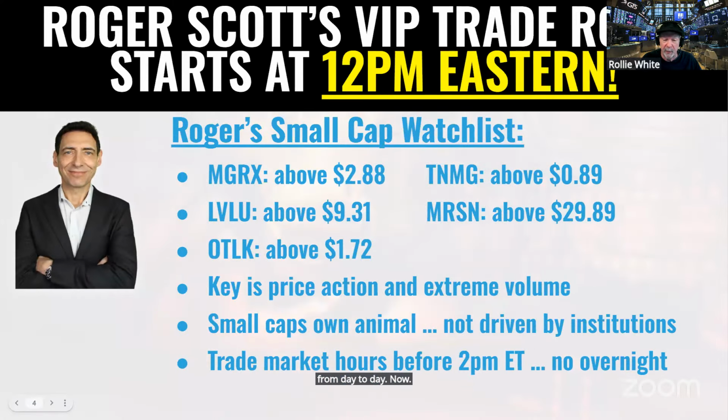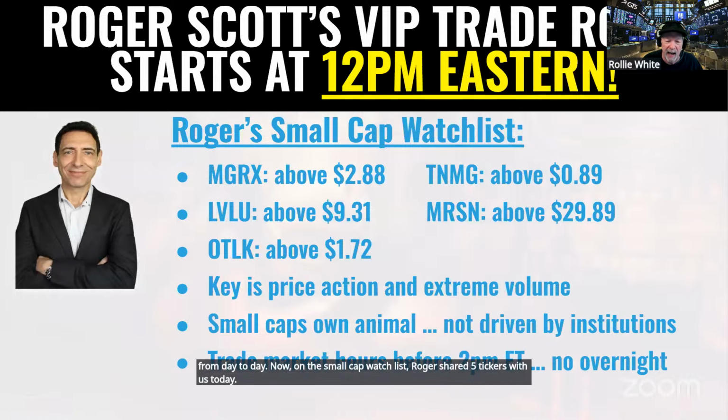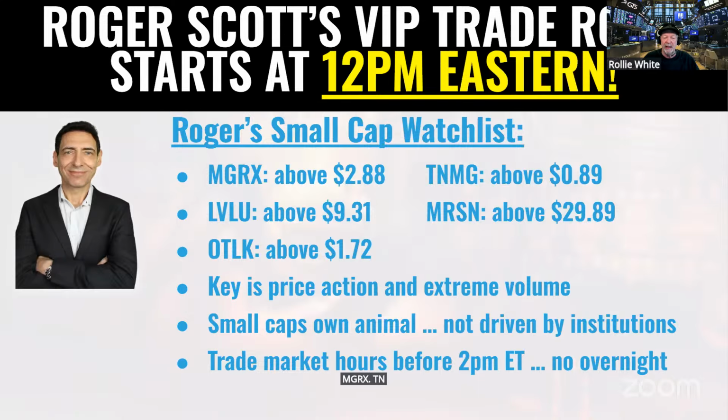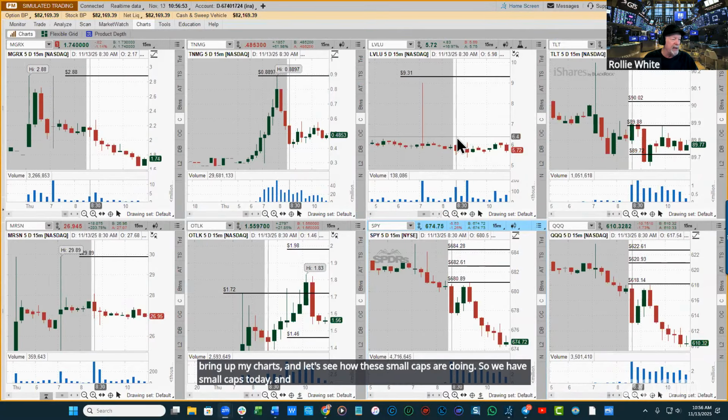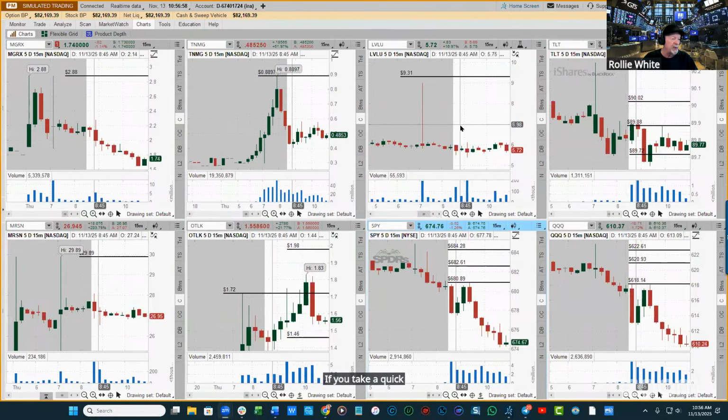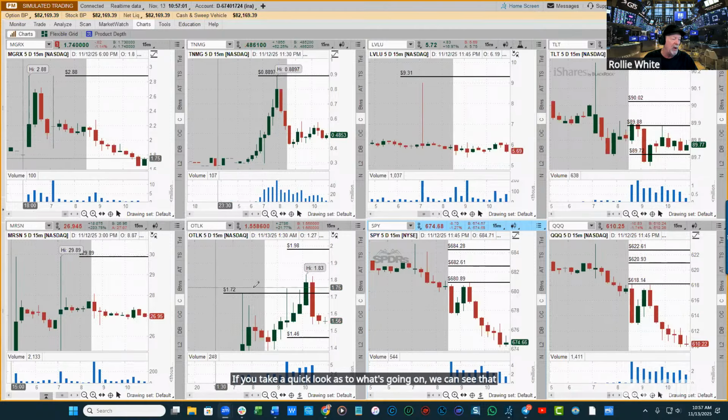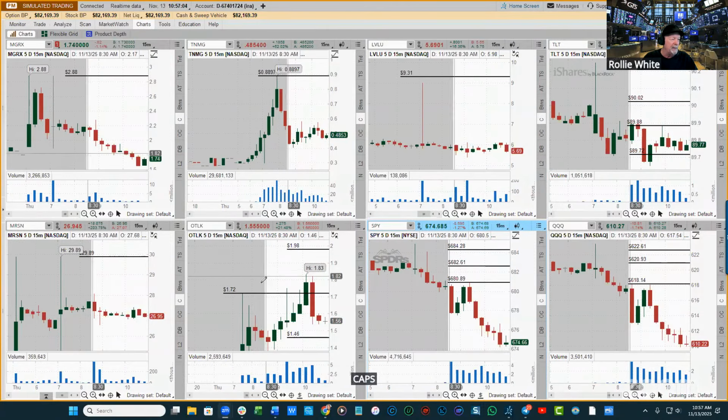Now, on the small cap watch list, Roger shared 5 tickers with us today: MGRX, TNMG, LVLU, MRSN, and OTLK. Now, let me shift my screens here and bring up my charts and see how these small caps are doing. We have 3 across the top and 2 here on the bottom. If you take a quick look, we can see that only one of the small caps hit, and we'll come to that in just a second.